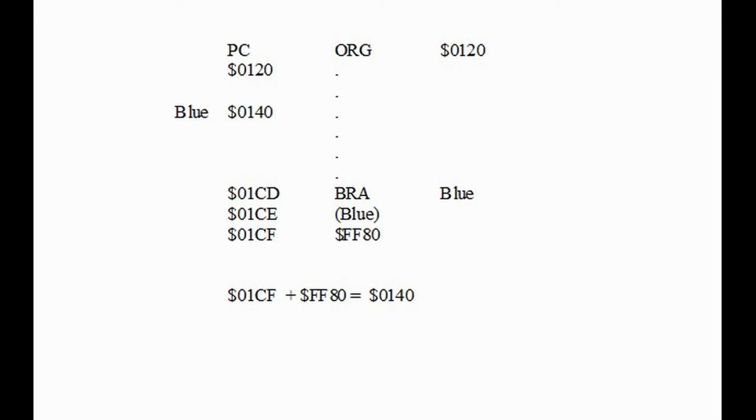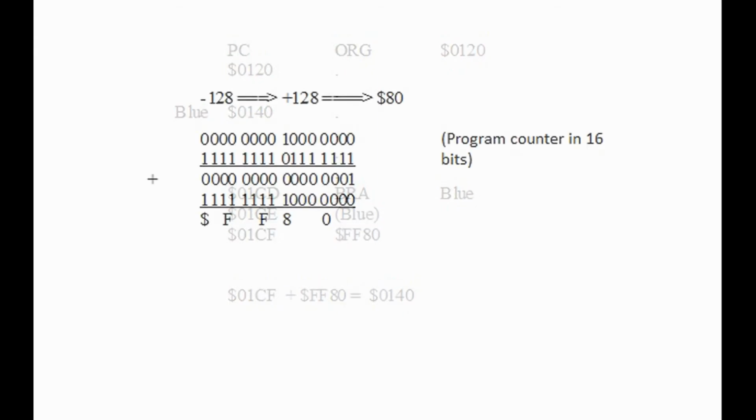And then finally at 01CF, I need to insert a negative number such that when I add it to 01CF, I will get the number 0140. We claim that if I take the number FF80 and add it to 01CF, the microprocessor will be at 0140, and therefore it'll jump backwards to a certain location which I had labeled blue. The question is how to derive the negative number FF80.